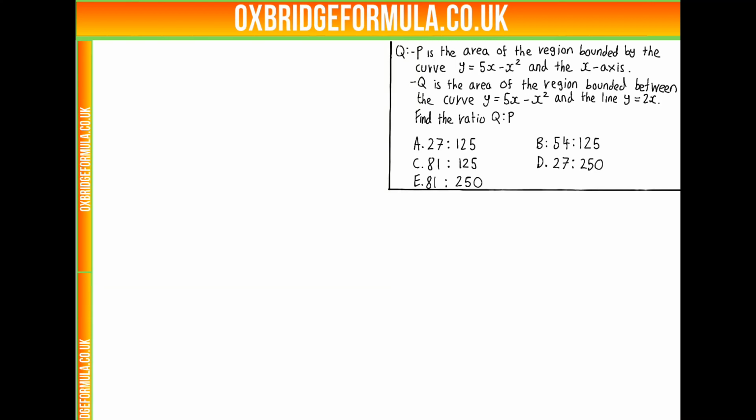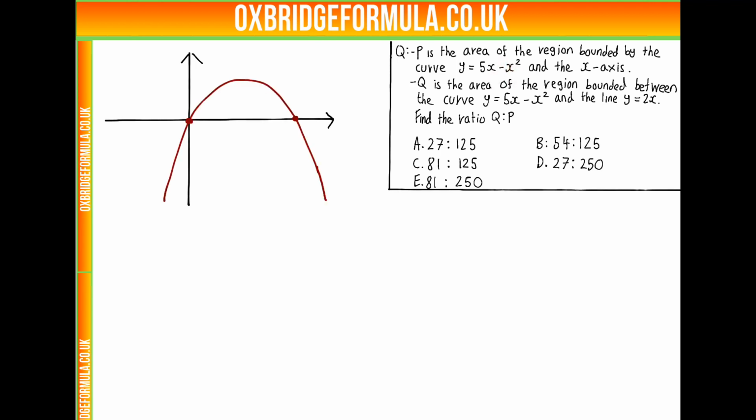So we could try and do this question just with algebra and messing about with intersections, etc. But it's a lot easier to draw the graphs and try and make some intuition based on that. So let's try and draw what area P looks like first. So here's some axes, and we want to draw y equals 5x minus x squared. So we've got minus x squared, so we know it's going to be n shapes like this.